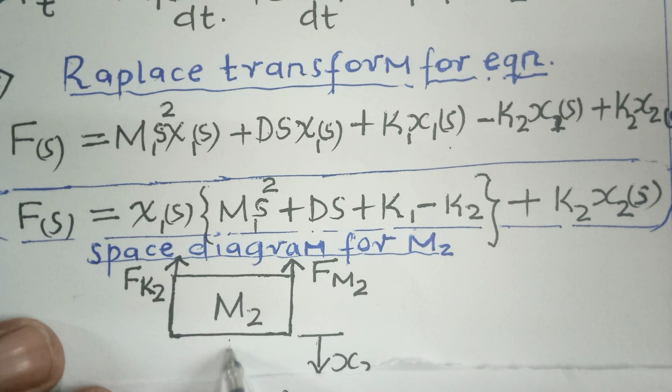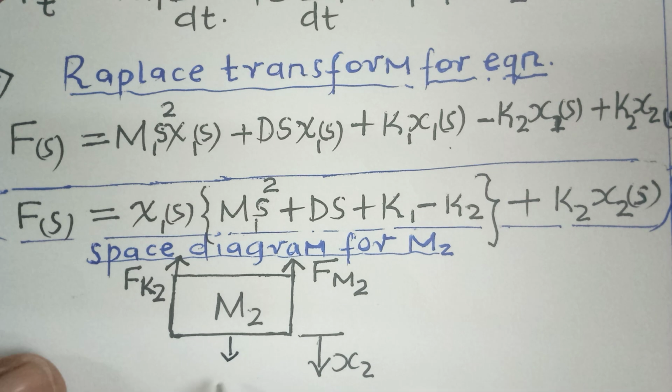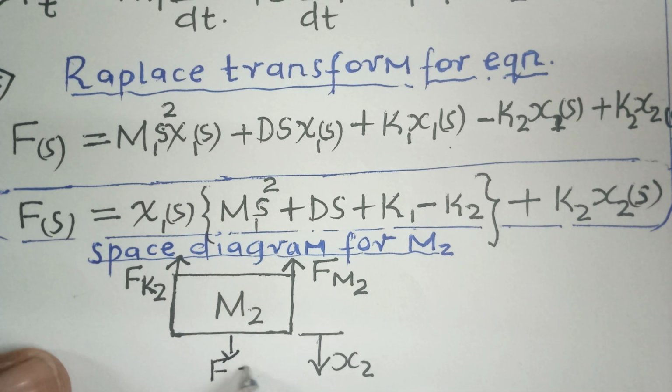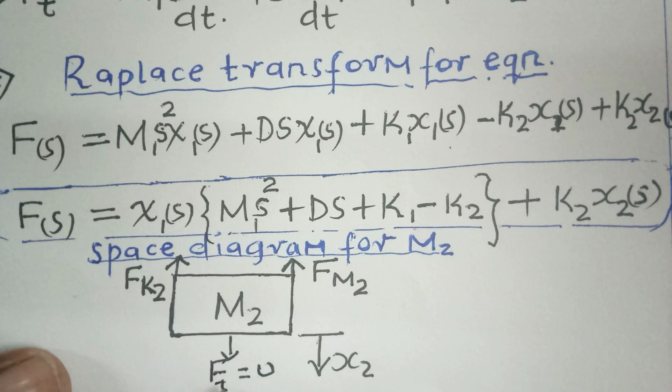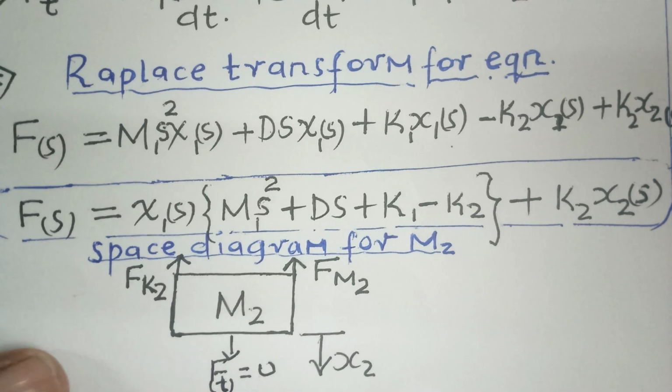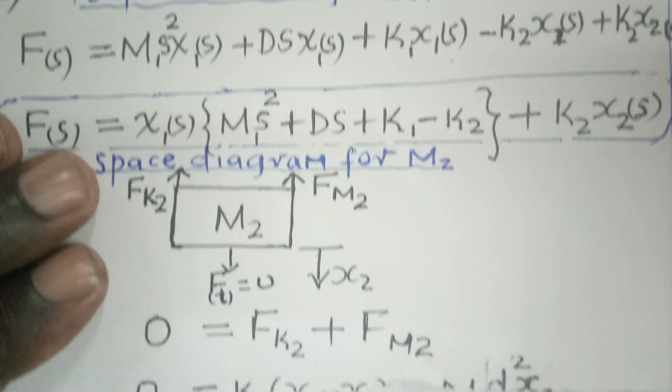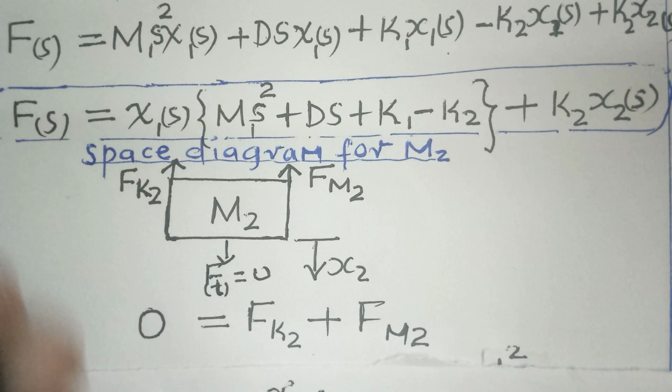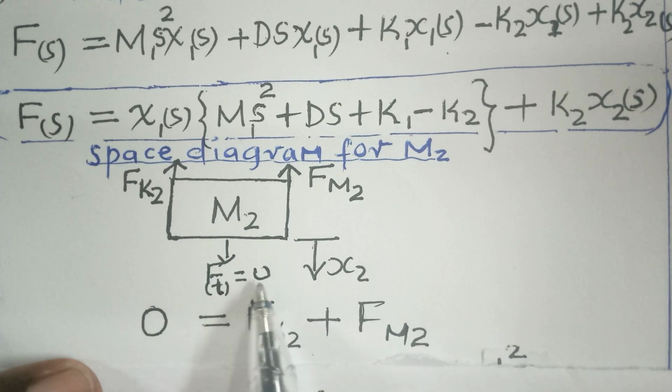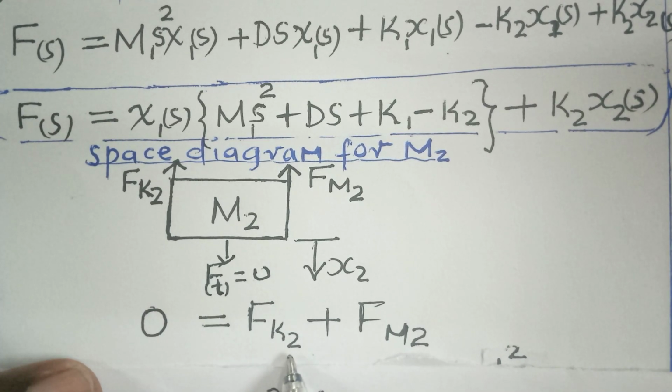Here, guys, we don't have any force. In other words, F here is equal to 0. That is, Ft is supposed to be equal to 0. And so, guys, we shall have this as our equation. So we shall have Ft, which is 0, equal to Fk2 plus Fm2.